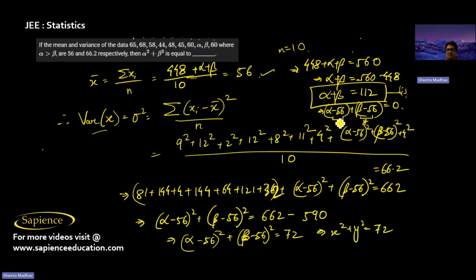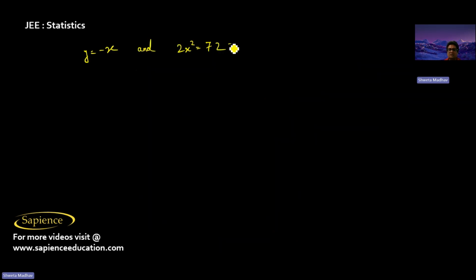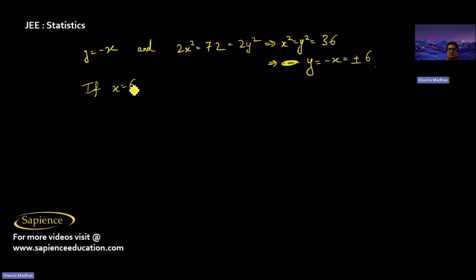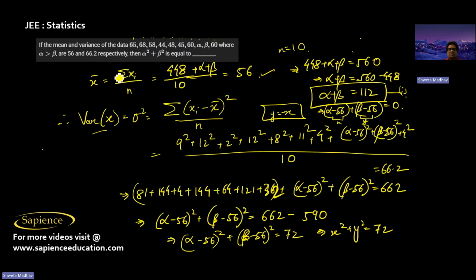Since if I take alpha minus 56 is x and beta minus 56 is y. So from here we can say y is equal to minus x. So y square will be same as x square. So x square equal to y square, that will be equal to 36. So it means x equal to plus or minus 6, and y equal to minus x. Now case 1, if I take x is equal to 6, so alpha is more than beta.